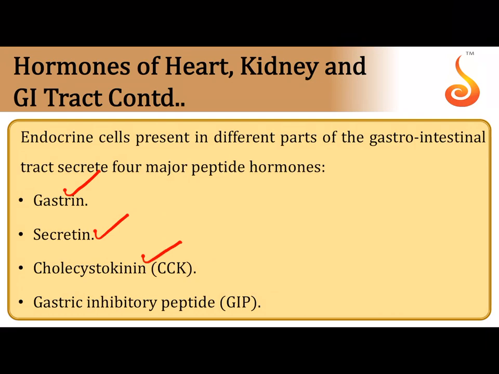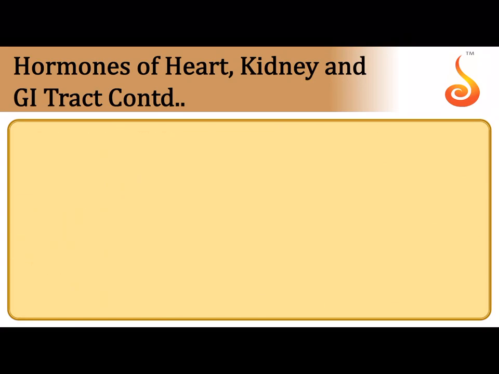Cholecystokinin is a hormone which stimulates the release of bile from the gallbladder. And gastric inhibitory peptide or enterogastrone is again a hormone of the intestinal gland which inhibits the gastric movement and which inhibits the secretion of the gastric juice. So remember, your stomach and intestine also have a lot of endocrine cells which secrete a lot of hormones.